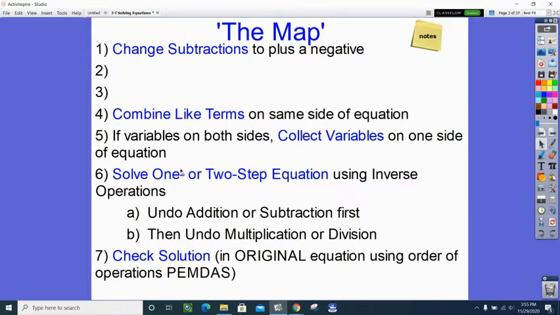And then we'll end up with either a 1 or 2-step equation, which we did many videos ago. And we're going to undo the adding and subtracting, then the multiplying or dividing. And then we're finally going to check our solution, and we're always going to check it in the original problem. And we use our order of operations inside of that check.